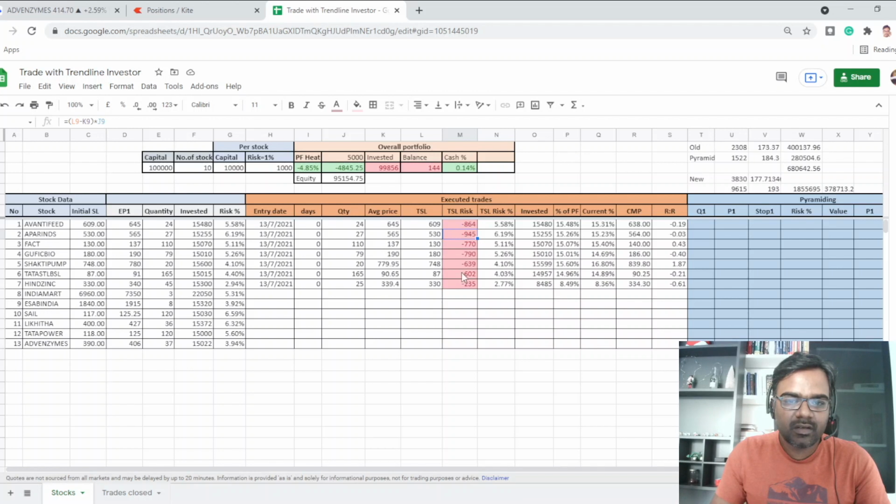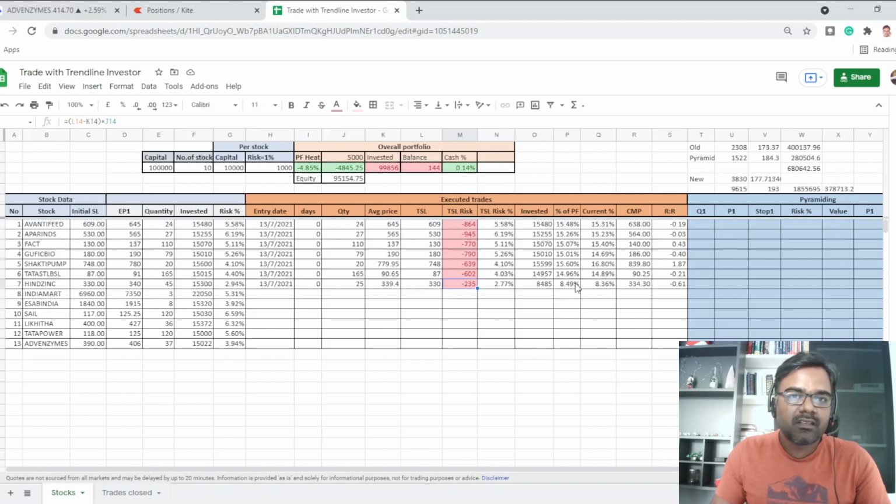For each stock, the highest risk is in Apar Industries at 945, which is not even a percent, around 0.9%. Next is Avanti, then FACT, Gufic, and then Hindustan Zinc at 235. So this is the invested amount. I'm holding around 15% in each of the stocks, except Hindustan Zinc, which is around 8%.